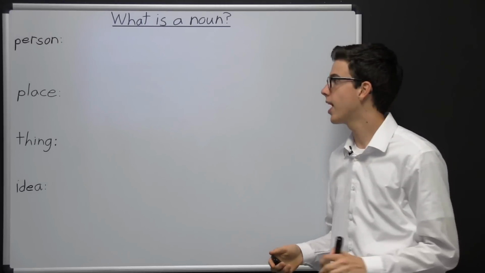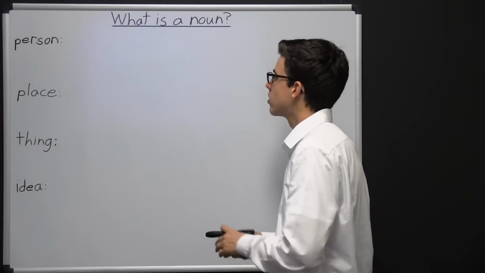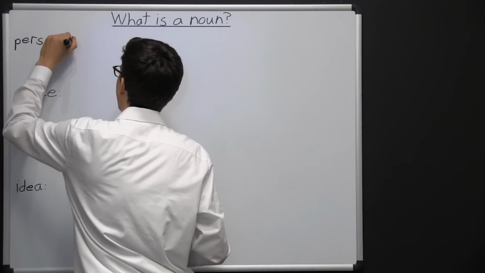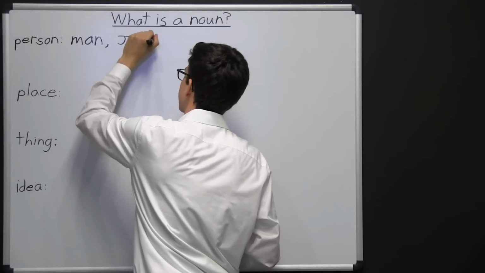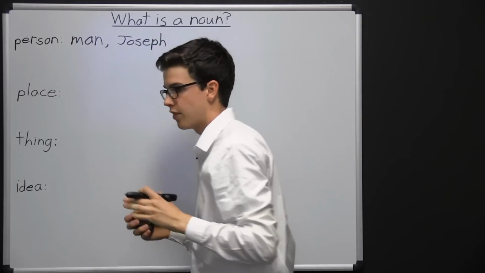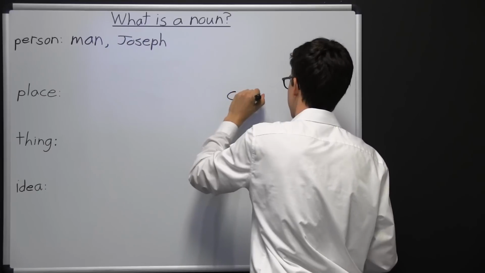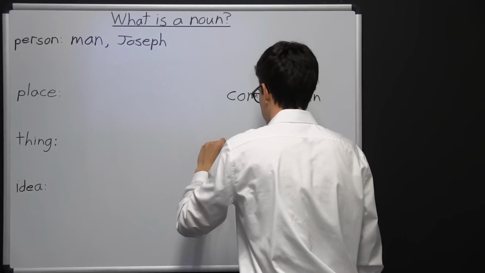A noun can be a person, place, thing, or idea. So a noun that is a person could be man or Joseph. Now all nouns fit into 2 categories. All nouns are either a common noun or a proper noun.